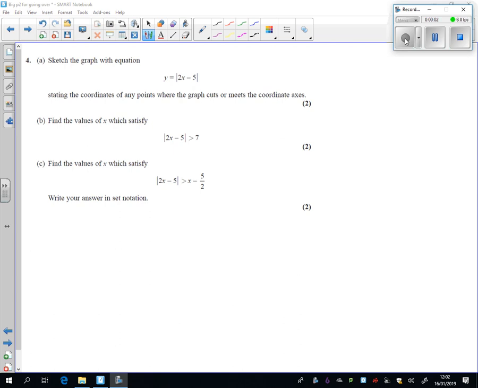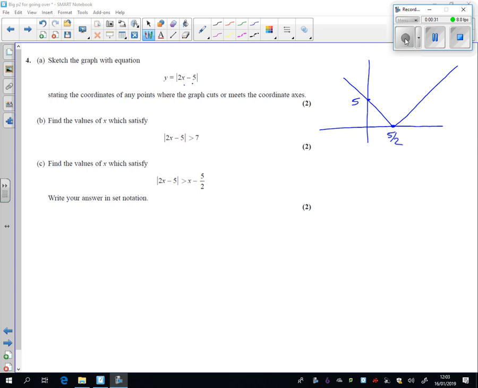Question 4 is a nice little modulus equation to go for. You start by having to draw the picture, and well, you would have done that anyway, wouldn't you? So when does this equal 0? This equals 0 at 5 over 2 here, and we've got the V shape like this. It's crossing here at 5. I can see that from just flipping that up there, and 5 over 2. I've tried to draw it as symmetrical as possible about that point, and there we are.